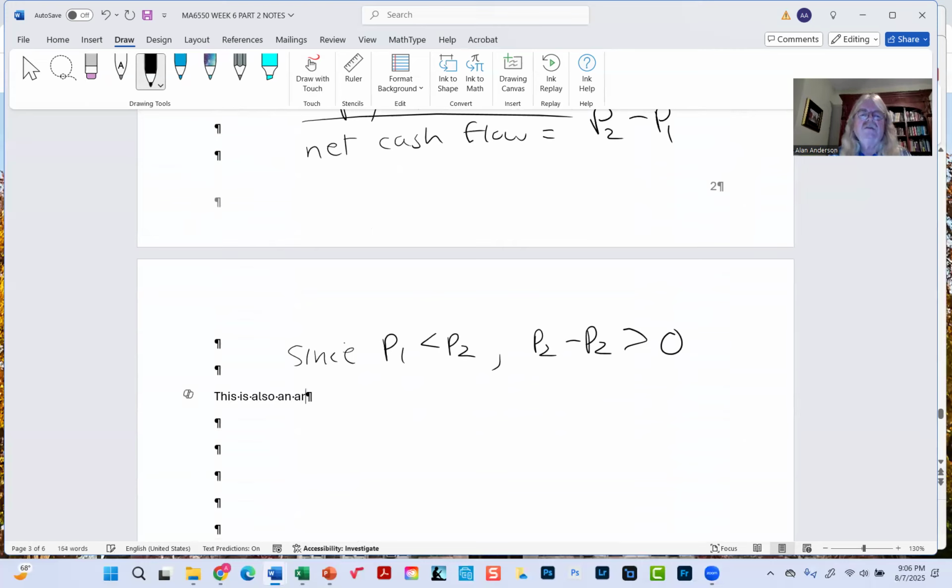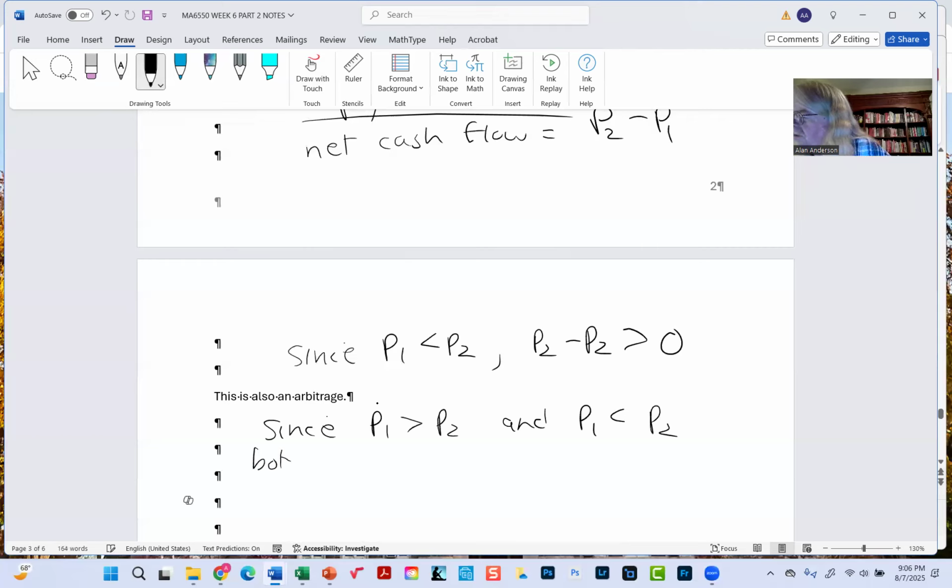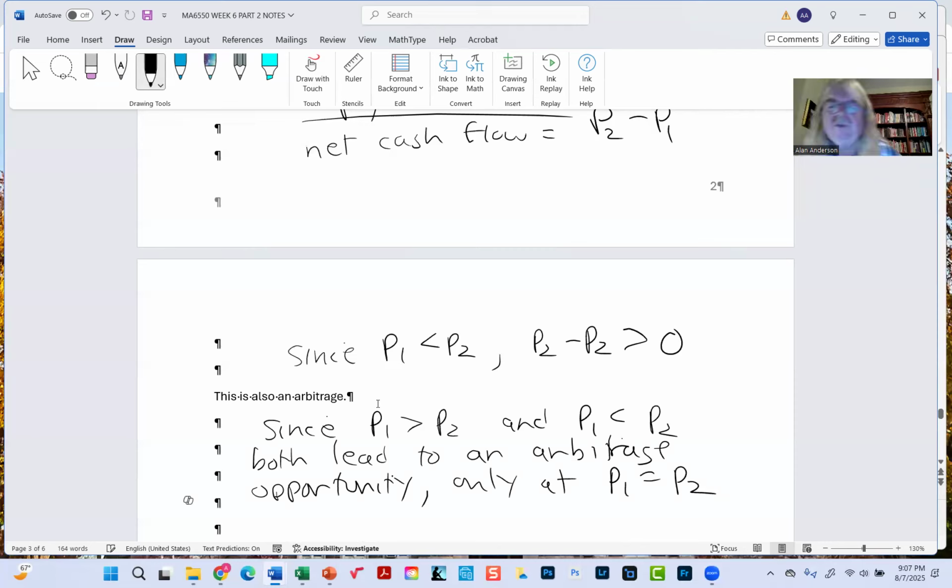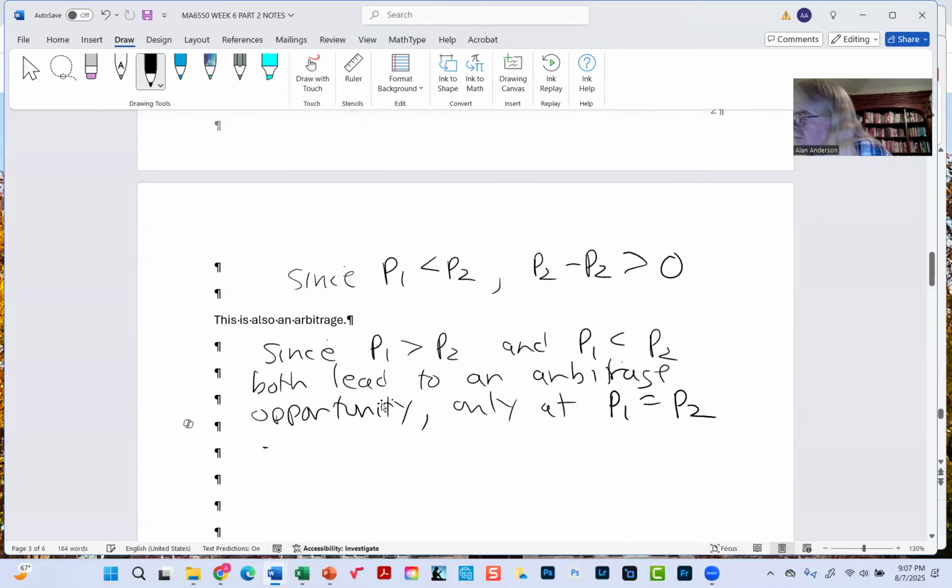So therefore, here's our conclusion. Since both lead to an arbitrage opportunity, only at P1 equals P2 can arbitrage be avoided.